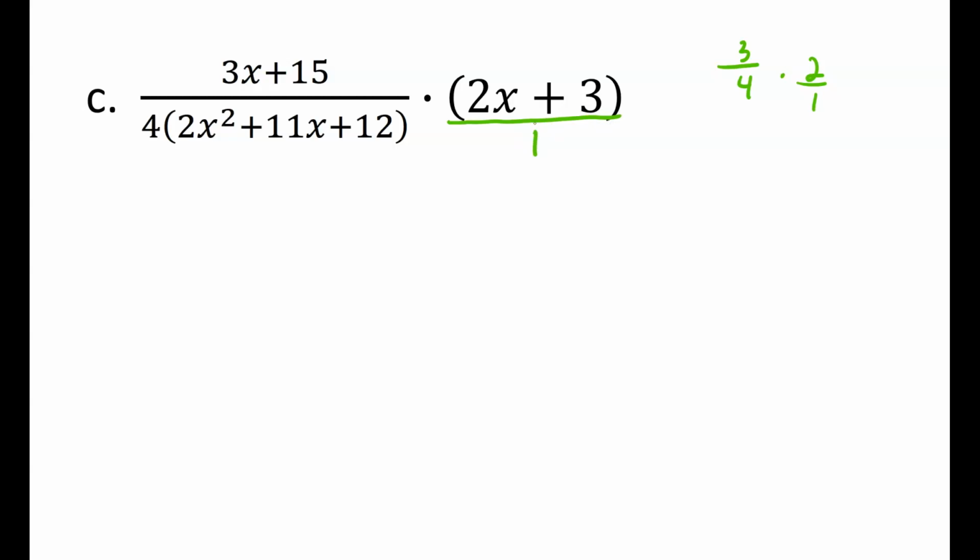Okay, and again, I don't want to make things bigger. I want to reduce. So I'm going to start looking at what I can factor out. So I see 3x plus 15. What comes out of that? 3. And that leaves us with x plus 5. Okay, my denominator, I already have this 4 out here. And that quadratic here will factor into, does anybody already see it? 2x plus 3, x plus 4.